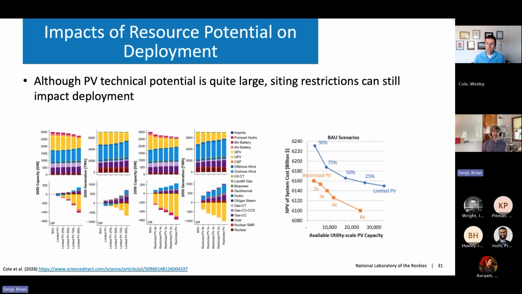Typically, when you apply these restrictions, you're going to have higher costs than the least cost system with no restrictions. But the exact impact can vary depending on not just the amount of restrictions, but also the quality. So one thing that was interesting in this study is that the limited and the restricted PV, there are some scenarios, as we were varying them up and down, where they had similar amounts of total capacity, but different deployment and costs. That was in part because which land was excluded could really make a difference in terms of the quality of the resource that was available to be built.